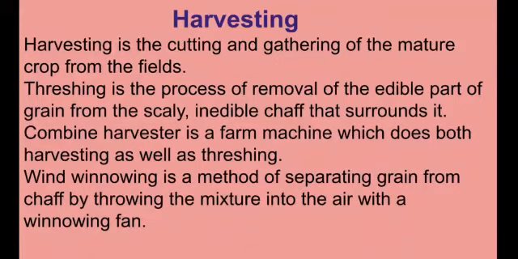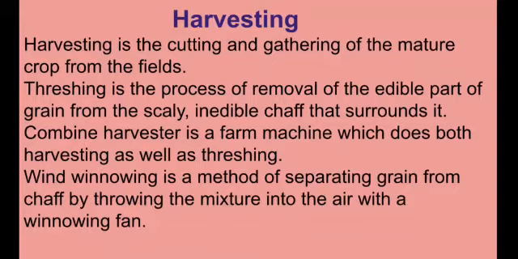So what happens? After all the processes are done, we need to harvest. What is harvesting? Cutting and gathering of the mature crop from the field is known as harvesting, and it is done by the harvester thresher machine, which is very common and very popular nowadays. Harvesting is the cutting and gathering of mature crop from the field.